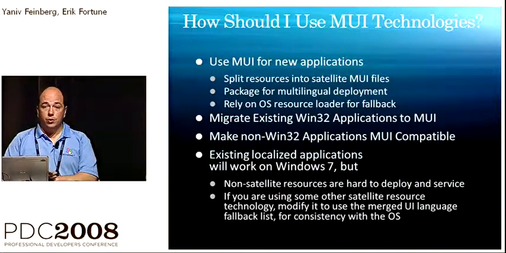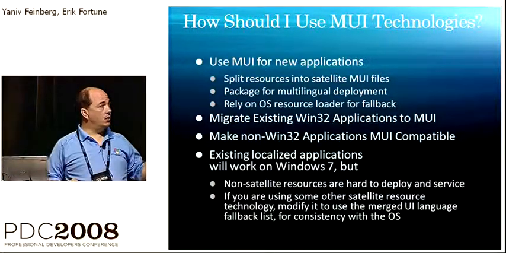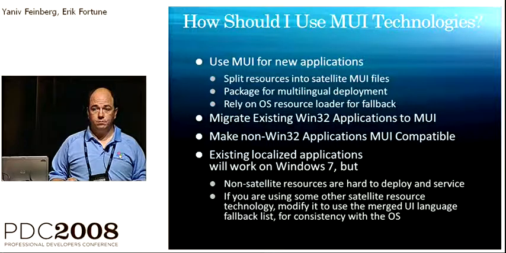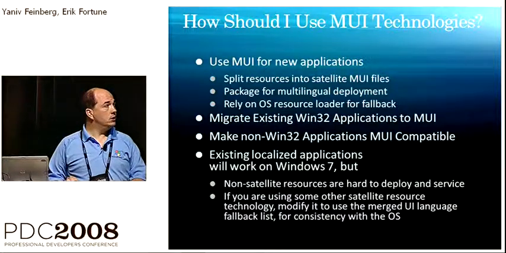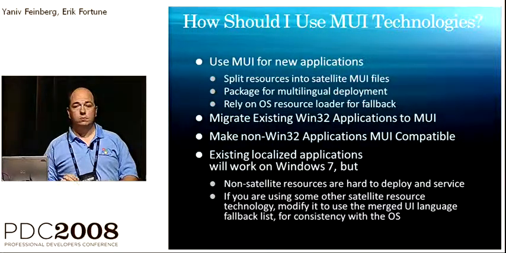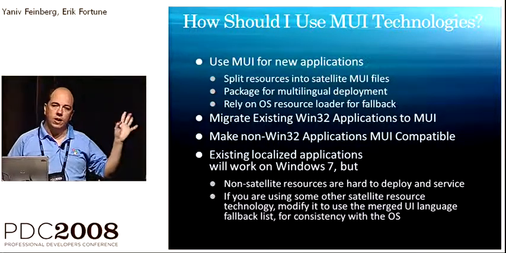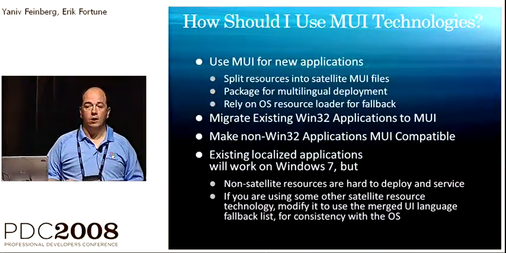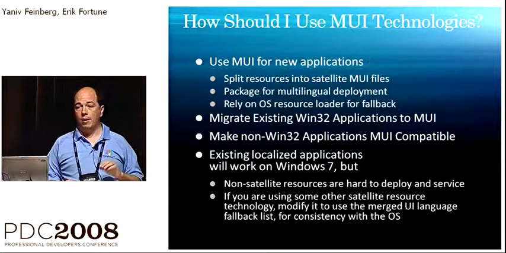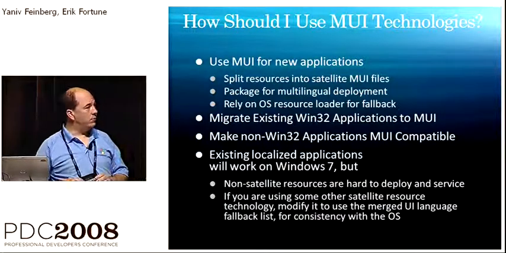If you have existing Win32 resource using applications, you want to migrate them to MUI wherever possible. If you have non-Win32 applications, and this is also native applications that are using other resource models, you want to make them MUI compatible, and I'll talk about also what that means in a little bit.